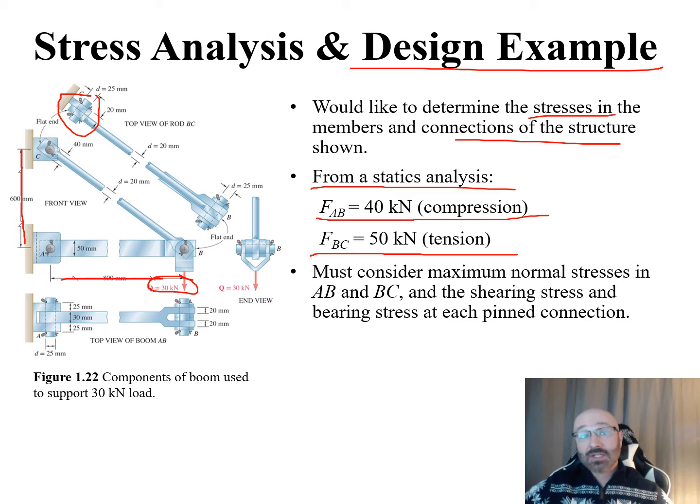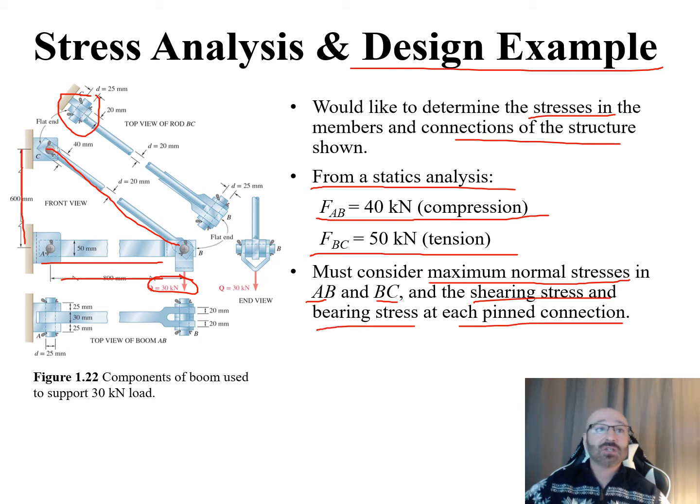Now for our design consideration, we must consider the maximum normal stresses in both of the members, our AB and our BC right here. So this right here is our BC member, this right here is our AB member, and also the shearing stress, now that we've talked about our shearing stress a little bit here, and bearing stress at each pinned connection. We can see we have a pinned connection here at A, a pinned connection here at B, and a pinned connection here at C. So for each of those, we're going to have to take a look at our shearing stresses and our bearing stresses as well when we're designing this out.